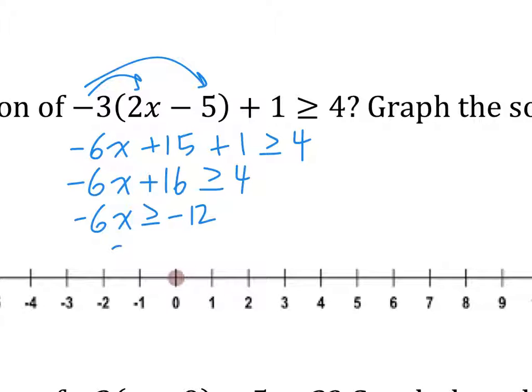Okay, here's the problem. Divide by negative 6, what should we do? Flip the sign. When do you flip the sign? When dividing by a negative number or multiplying by a negative number. When you add and subtract, it doesn't matter. When you start multiplying or dividing by a negative number, then you switch the sign. So this is x is less than or equal to 2. That means we put a solid circle on 2 and then point to the left.